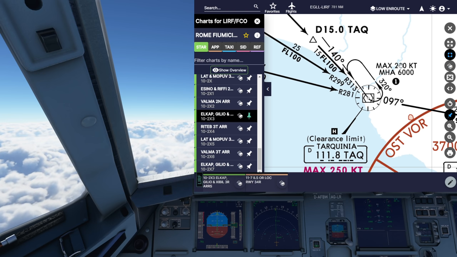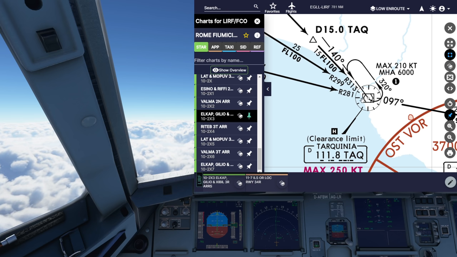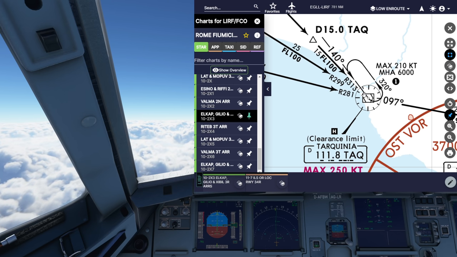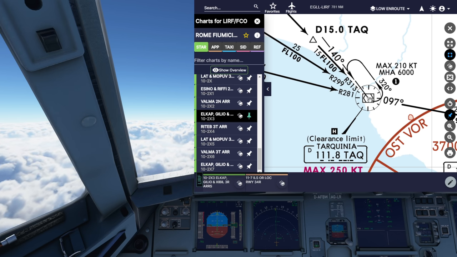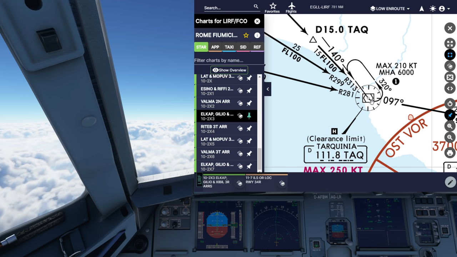The point is, if you're flying faster than the maximum holding speed, this 210 knots, that 1 minute will mean you go further. So if I was flying at 300 knots and I turn downwind and time a minute, I'll end up here somewhere. Also, my turn will be wider.